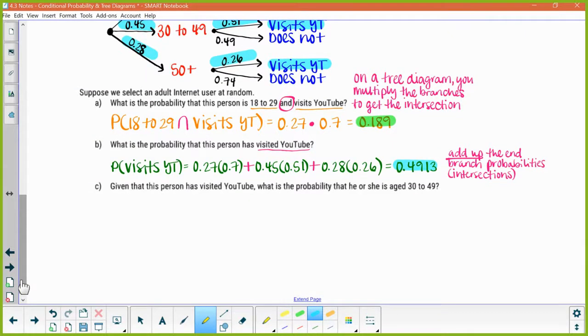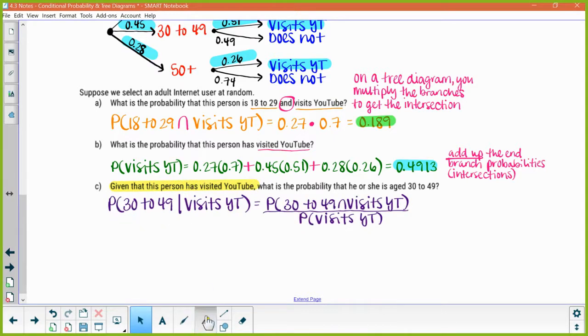So for part C, we want to find, given that this person has visited YouTube, what is the probability that he or she is aged 30 to 49? So I have a given statement, given that they have visited YouTube. I'm just going to do this based off of our formula. So I have my visits YouTube. They're going to be in the denominator because it's the given statement. And I want to find the intersection of 30 to 49 and visits YouTube.